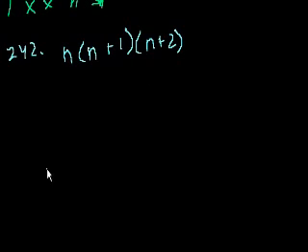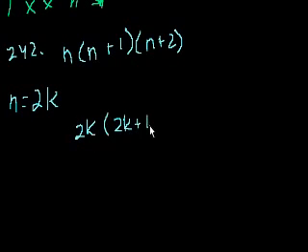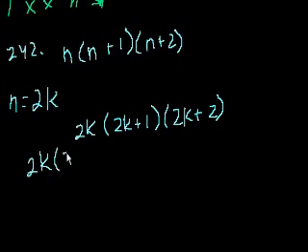So let's see what happens when n is even. If n is even, that means it's equal to 2 times some positive integer k. Let's substitute that in. Then this breaks down to 2k times 2k plus 1 times 2k plus 2. Interesting. It looks like statement E should be right, because we could factor 2 out of the last term. So this becomes 2k times 2k plus 1 times 2 times k plus 1.